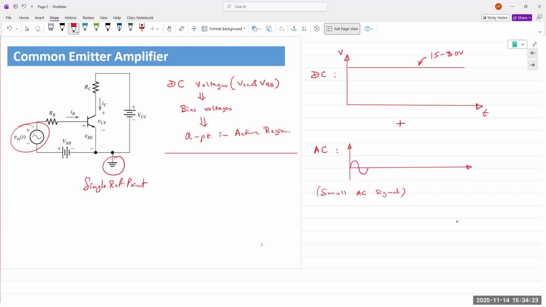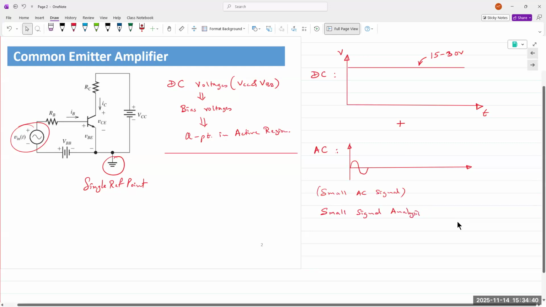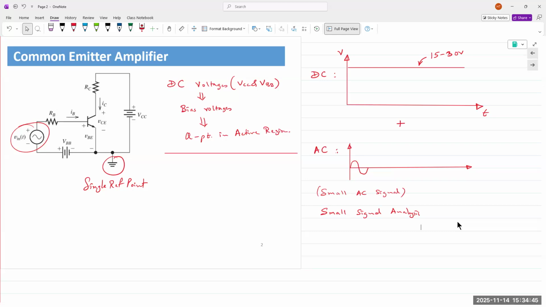The analysis of a circuit, or the response of a circuit to a very small input signal, is known as small signal analysis. So you can have large signal and small signal analysis. So far, so good.